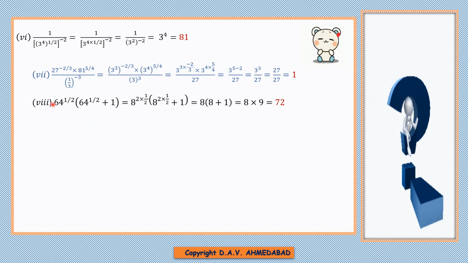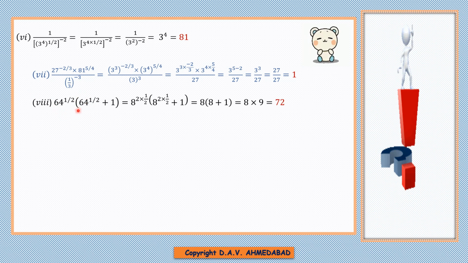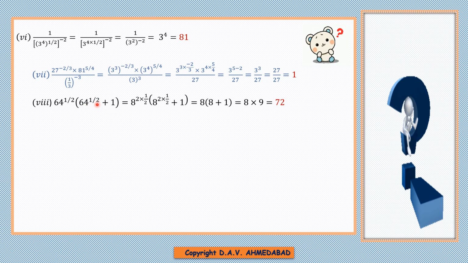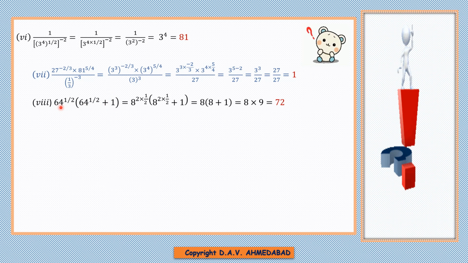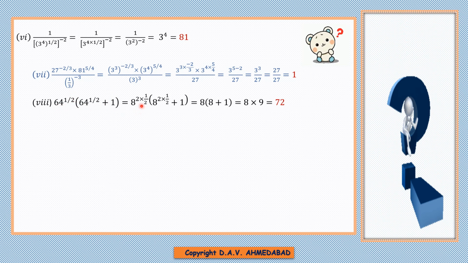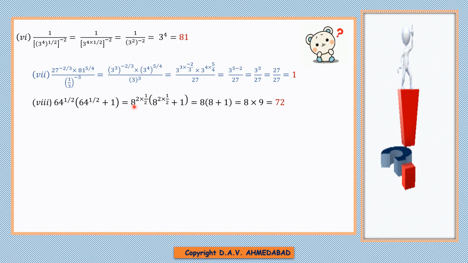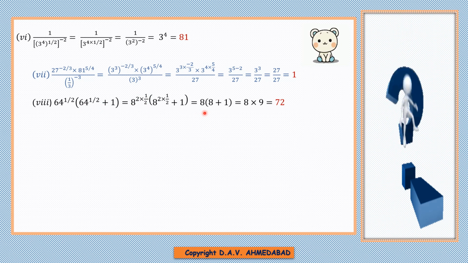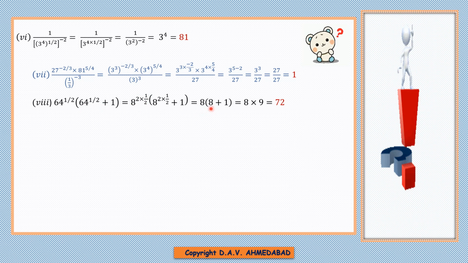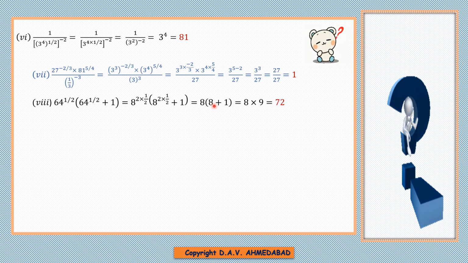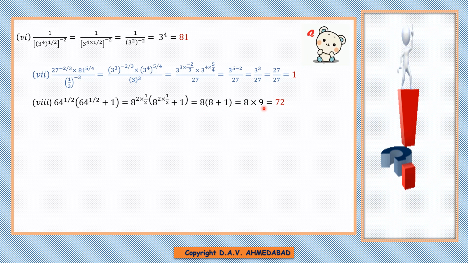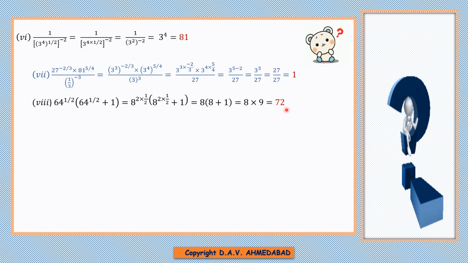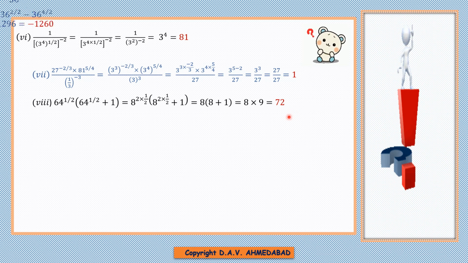Next is 64 raised to the power 1 by 2 into 64 raised to the power 1 by 2 plus 1. Now 64 can be written as 8 square. Then you know what to do. 2 cancel. So we will be having 8. And inside also, same way we will write, children. So what we will be having? We will be having 8 into 8 plus 1. And everyone is knowing 8 plus 1 is 9. And 8 into 9 is 72. Right? So final answer is 72.